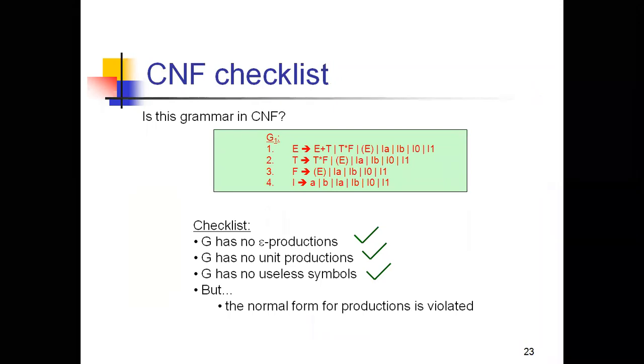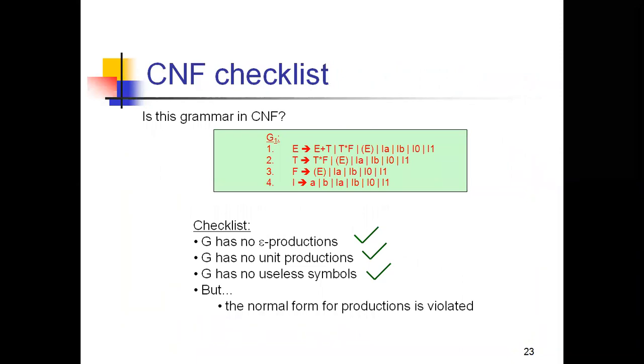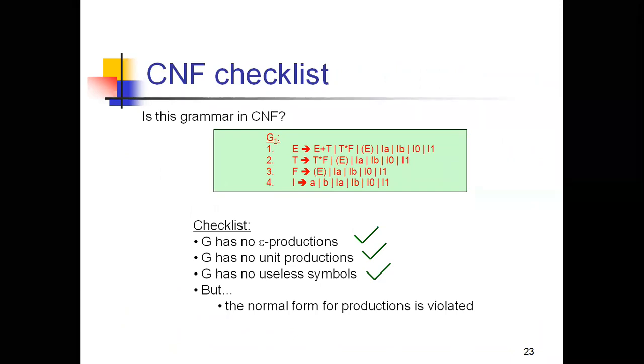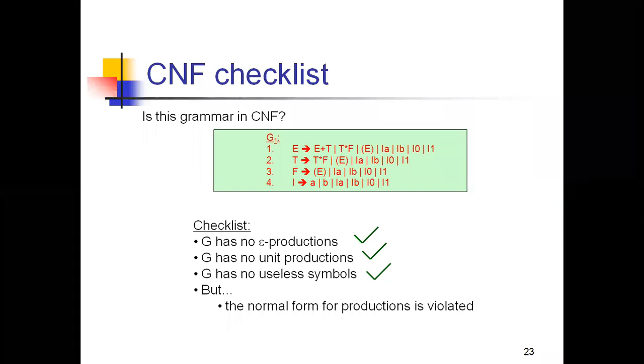The grammar is E tends to E plus T or T star F or open parenthesis E closed parenthesis, or IA or IB or I0 or I1. And the second production is T tends to T star F, open parenthesis E closed parenthesis, IA, IB, I0, I1. And F tends to open parenthesis E closed parenthesis, IA, IB, I0, I1. I tends to A or B or IA, IB, I0 or I1.